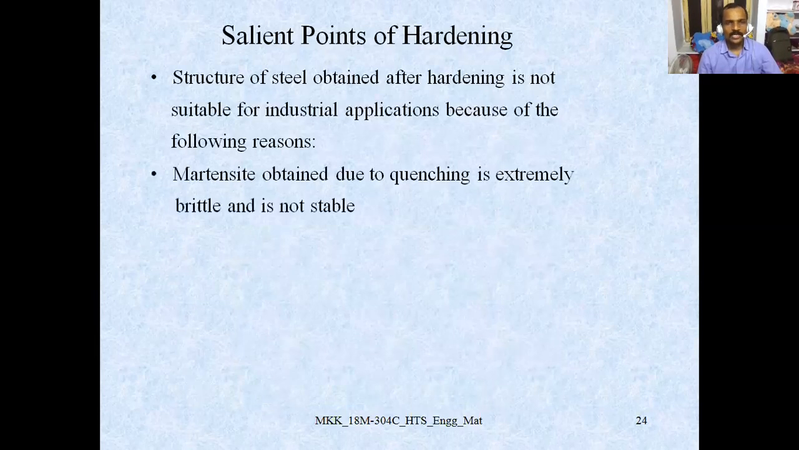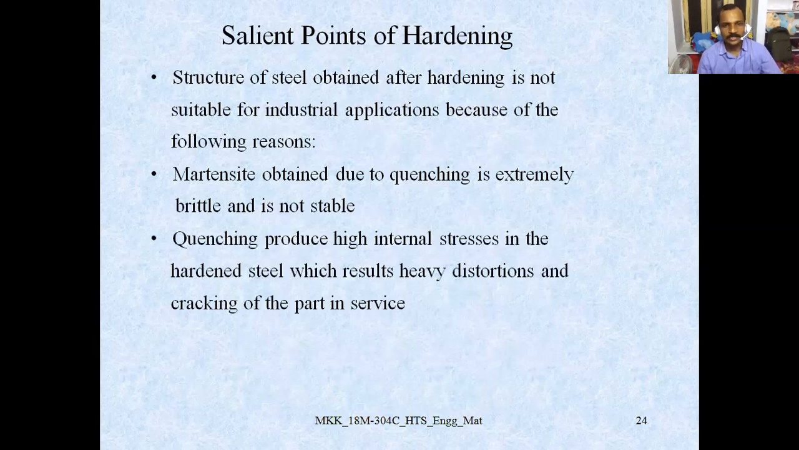So now let us see some of the points why the structure of steel after hardening is not suitable for industrial applications. So the reasons are: the first reason, martensite obtained due to quenching is extremely brittle and not stable. And quenching produces high internal stresses in the hardened steel, which results in distortion and cracking of the part while in service.